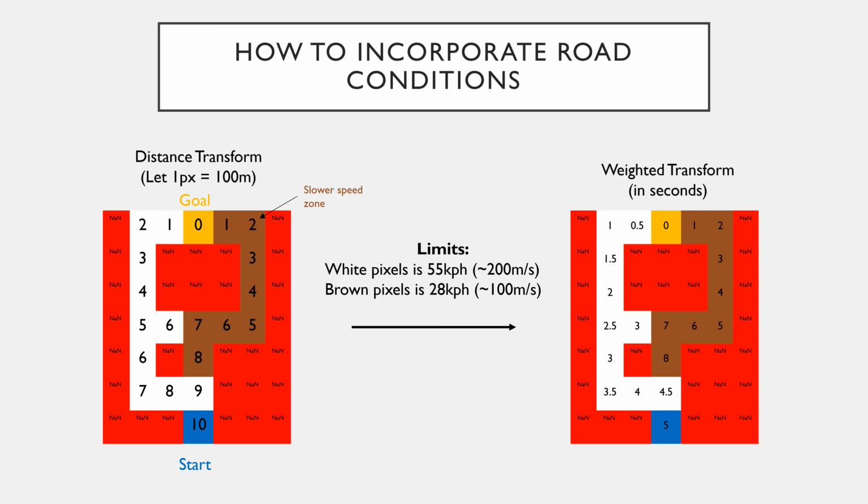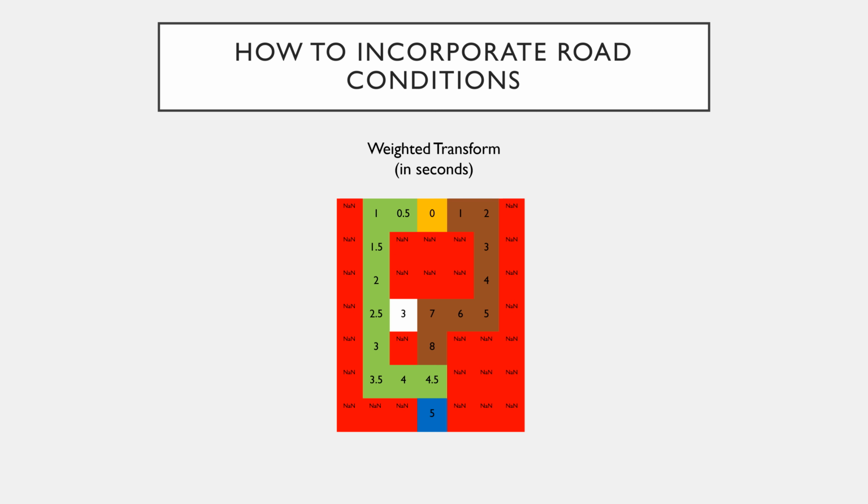Knowing this, we can calculate how long each pixel will take to travel through, and therefore we can further compute the distance transform into a weighted transform. This will be in the unit of seconds as opposed to distance. We can then substitute our knowledge that white pixels take exactly 0.5 seconds to traverse, and brown pixels take exactly 1 second, and compute the weighted transform. Using the same path planning algorithm discussed previously, we can then see that the obvious path to reach the end goal avoids the disruption, just as Google Maps would.